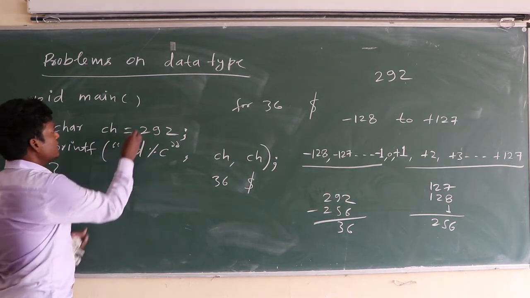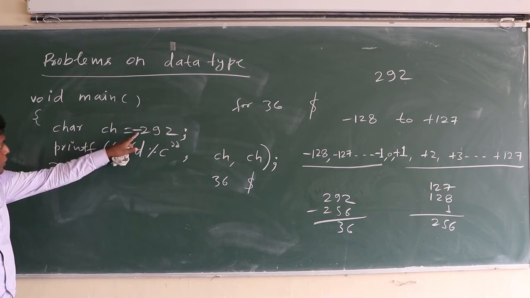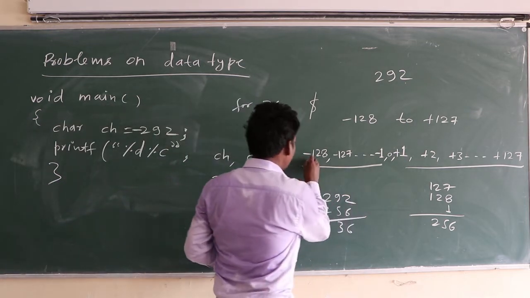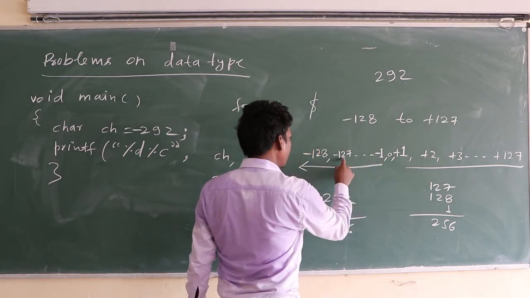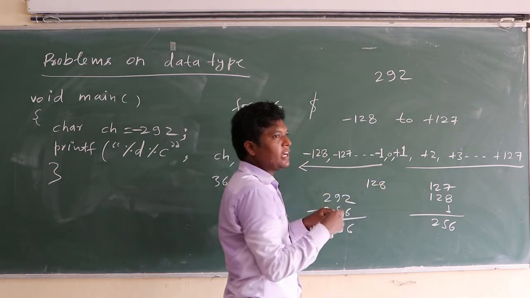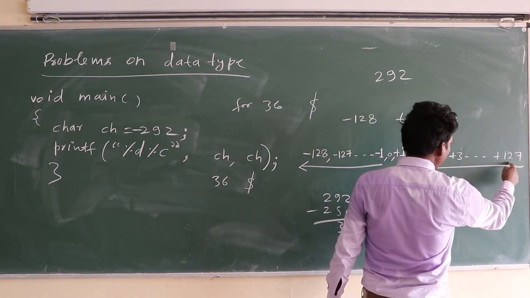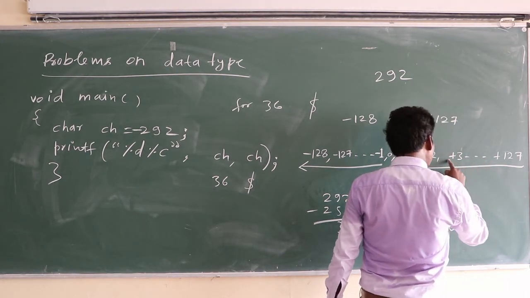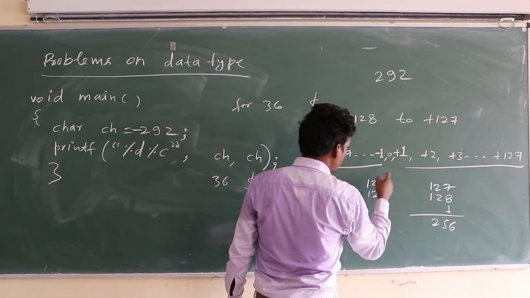Suppose there is a negative sign here. Now how will you reduce 292 into the range of char? Start from this side. When the value is negative, then it starts with -1 and goes to -2, -3, -4, up to -128. Total values are 128. When you attempt -128 plus 1, then it will go to +127. Again when you increment, the value will be +126, +125, +124, and so on down to 1.